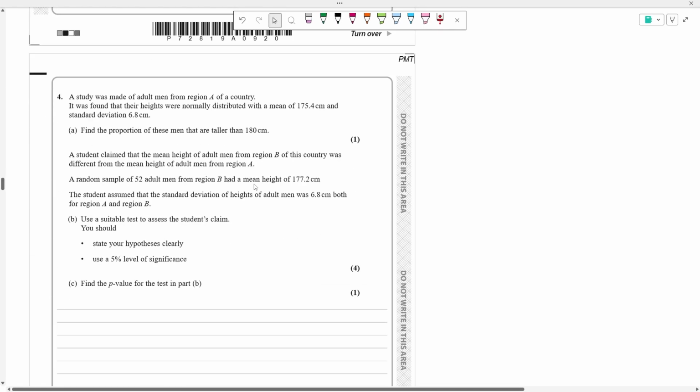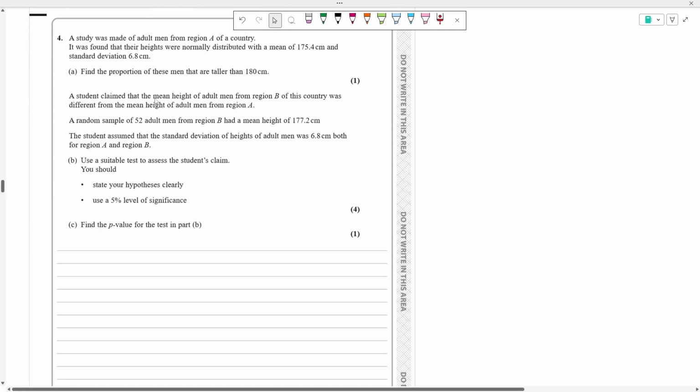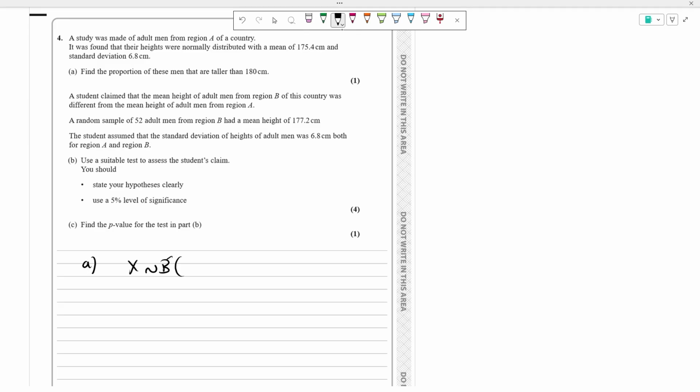Let's move on. Question 4. Just by scanning this, this looks like a normal distribution question. A study was made of adult men from region A of a country. It was found that their heights were normally distributed with a mean of 175.4 and the standard deviation was 6.8. The first thing I'm going to do is write down the normal distribution. That should be an N, and that's going to be 175.4, comma 6.8 squared. Find the proportion of these men that are taller than 180 centimeters.